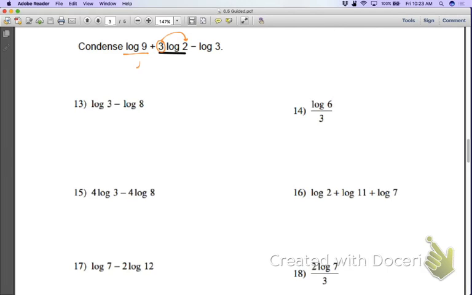So then I can have log of 9 plus log of, it's really up to you, if it's a variable, leave it as a variable. What's 2 to the 3rd power? What's 2 times itself 3 times? 8. And then minus log of 3. Oh, probably need that 9 in there, don't I?